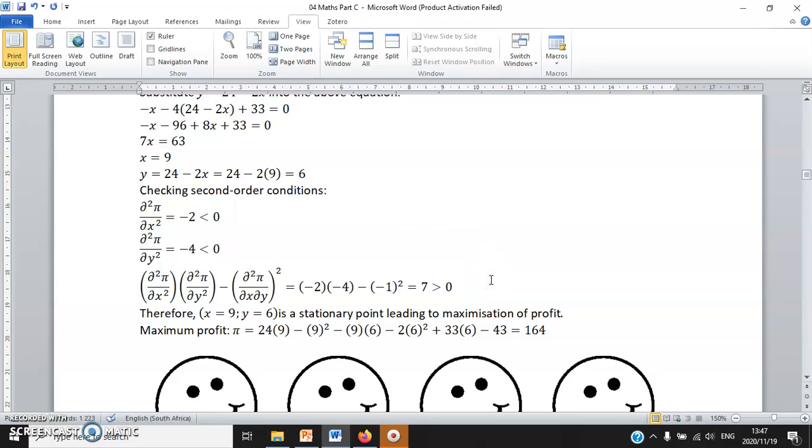The first two must be negative, which is the case. And then the last one, this whole equation must be positive. So I think we meet all the requirements. So meaning indeed when x is 9, y is 6, it would really lead to maximization of profit. And then you just finally substitute x equals 9, y equals 6 to find out this maximum profit amount, which is 164. So let me stop for 20 seconds for you to go through all the answers.